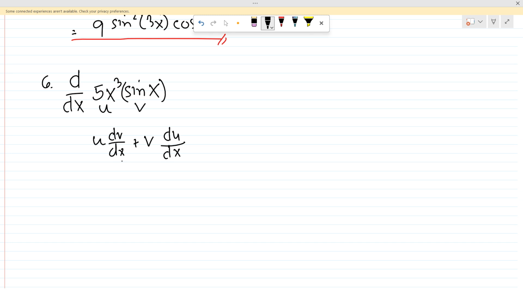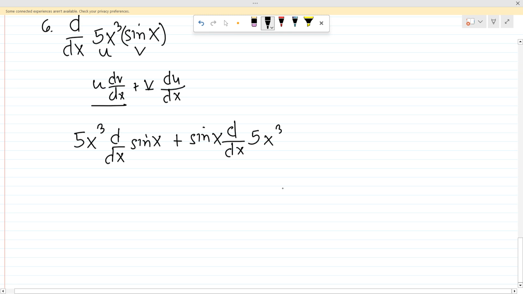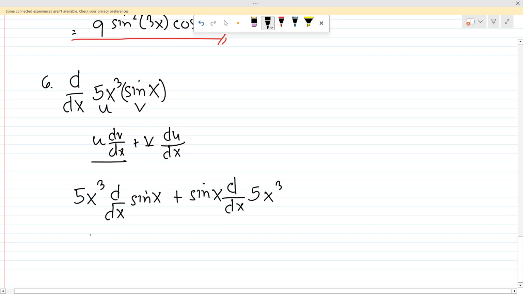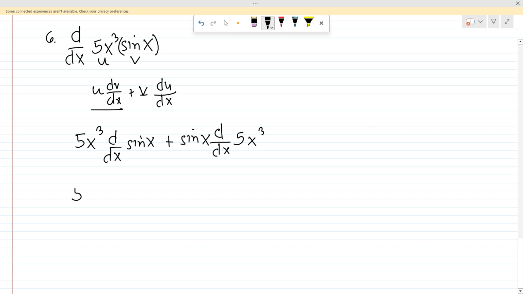Okay, so let's start with the first term. So copy po yung ating u. Ano yung ating u? 5x cubed. Derivative po with respect to x ng ating sin x. Plus, copy po yung ating v, yung ating sin of x. Then d over dx po nung ating u, which is what? 5x cubed. Okay, so 5x cubed, ano po ang derivative ng ating sin x? That is cosine x. Plus, sir, copy ko po yung sin x.